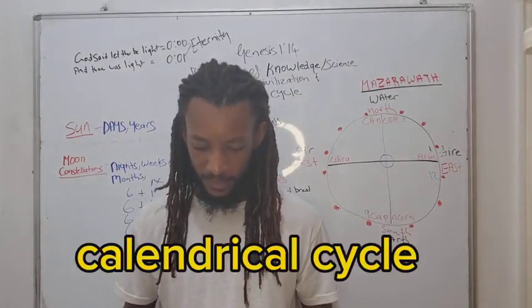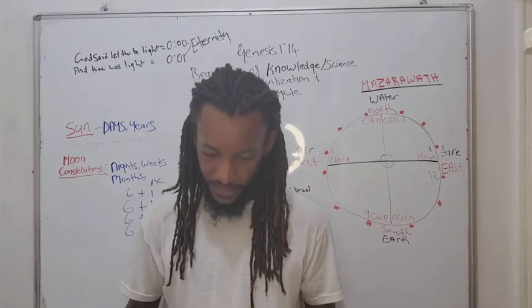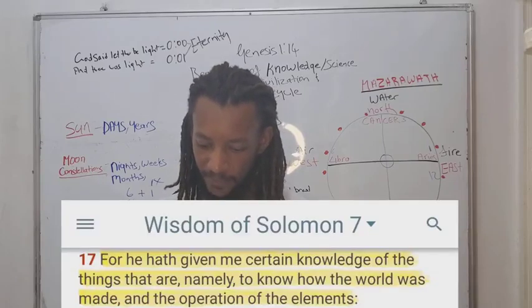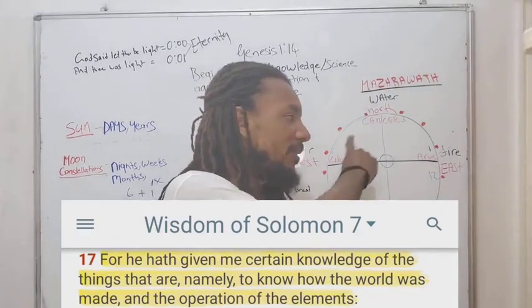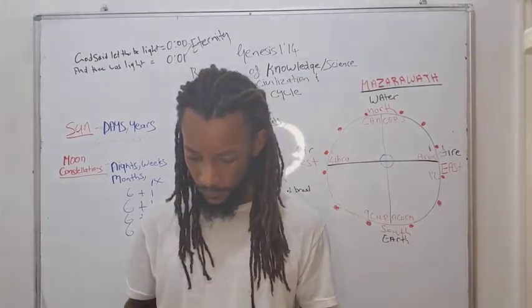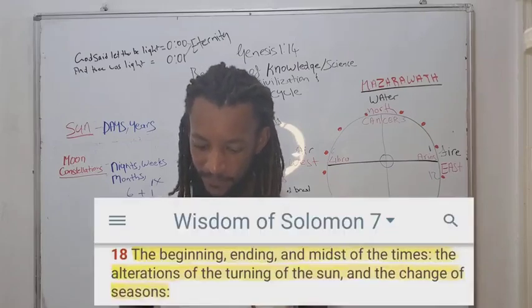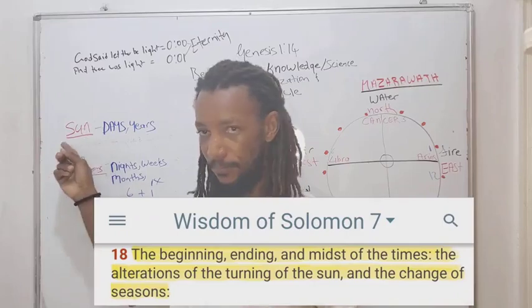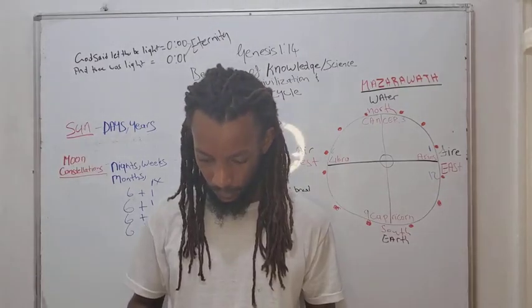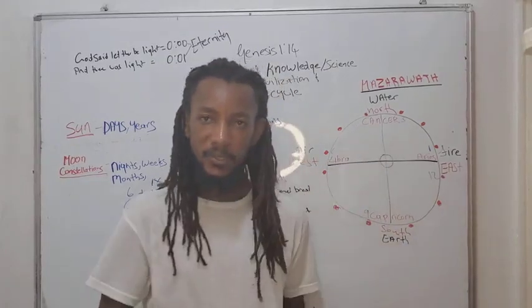This is the book of Wisdom of Solomon, chapter 7 and verse 17. For he has given me certain knowledge of the things that are, namely, to know how the world was made and the operation of the elements, the beginning, ending, and midst of times, the alterations of the turning of the sun, and the change of seasons, which we're going to get into, right?